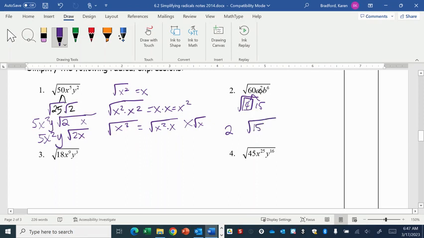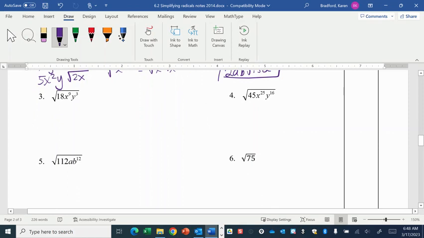A to the 7th. We want to know how many groups of 2 are in 7. There's 3 groups of 2, so we have a to the 3rd with 1 left over. In b to the 6th, when we're taking the square root, we're taking groups of 2. So how many groups of 2? There's 3 groups of 2 with none left over. So this is our final simplified radical form.